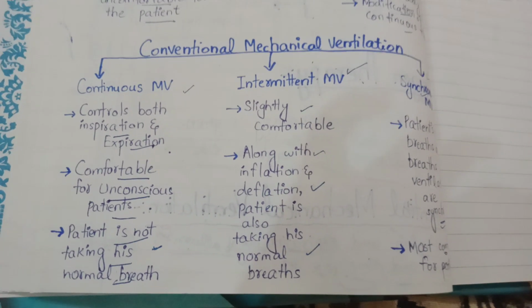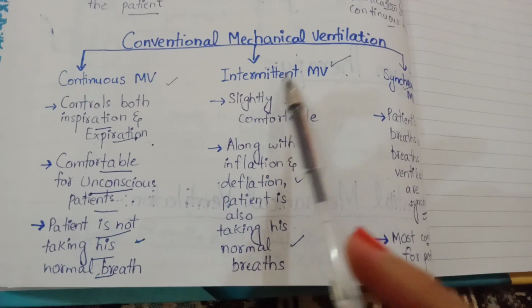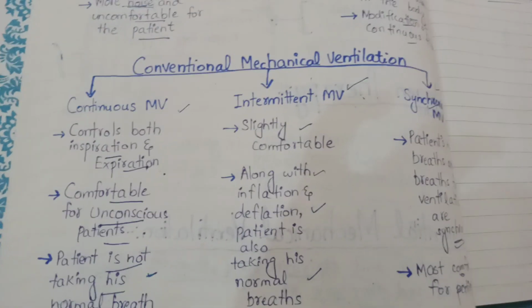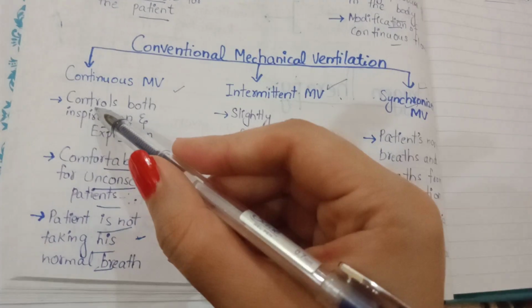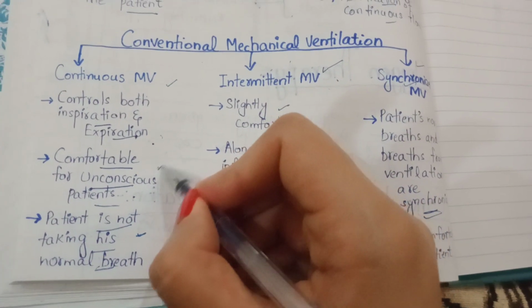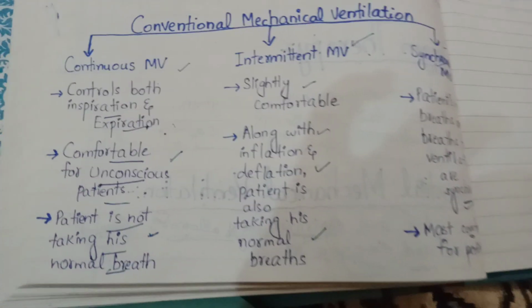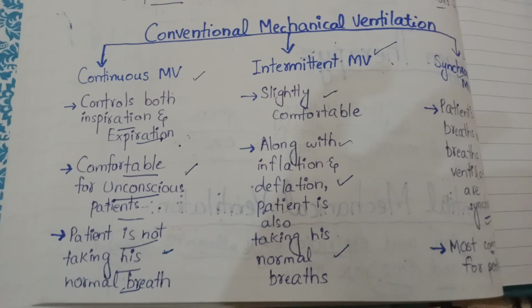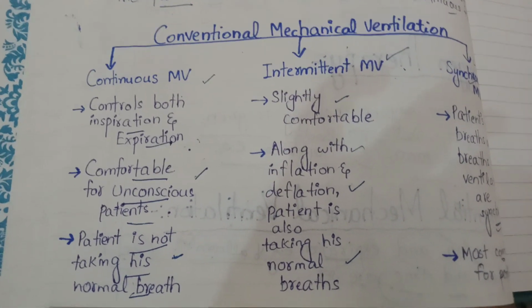Now we will discuss types of conventional mechanical ventilation, that is continuous mechanical ventilation, intermittent mechanical ventilation and synchronized mechanical ventilation. First of all, we will discuss continuous mechanical ventilation. In continuous mechanical ventilation, we control both inspiration and expiration. It is comfortable for unconscious patients because unconscious patients are not taking their normal breath, and it is not comfortable for paralyzed patients or conscious patients because they are also taking their own breath.